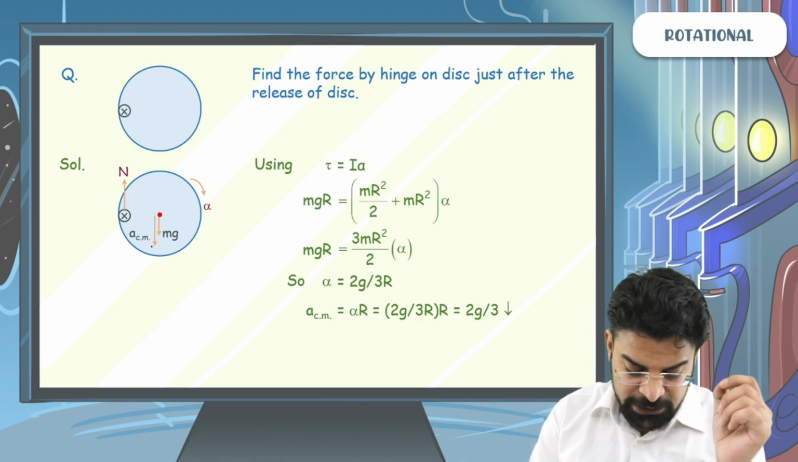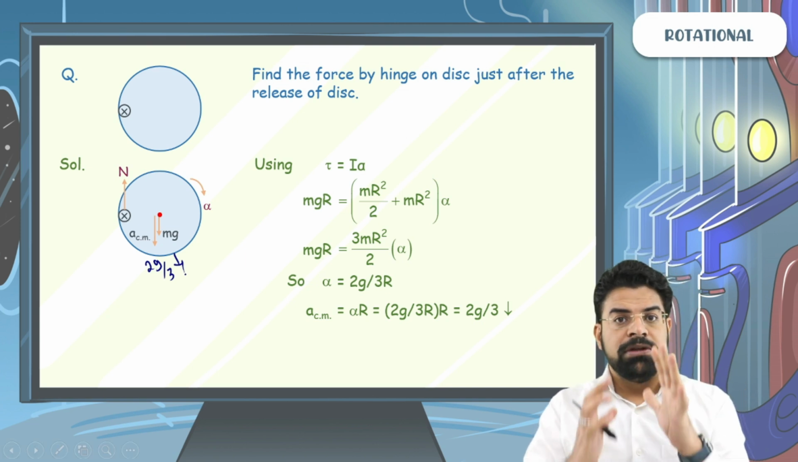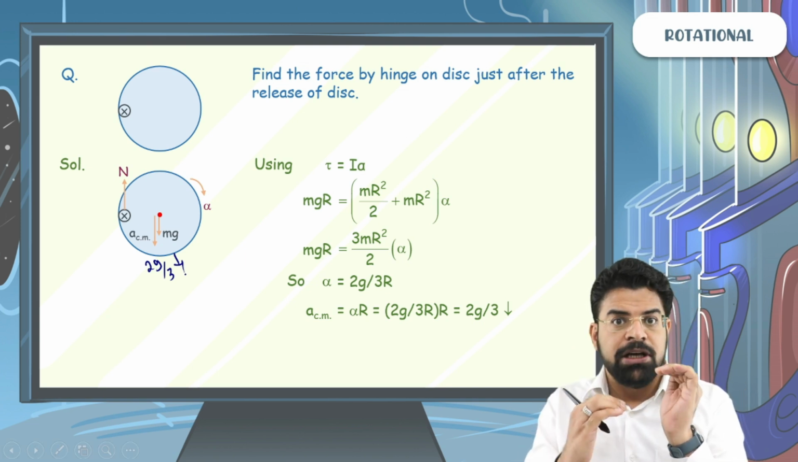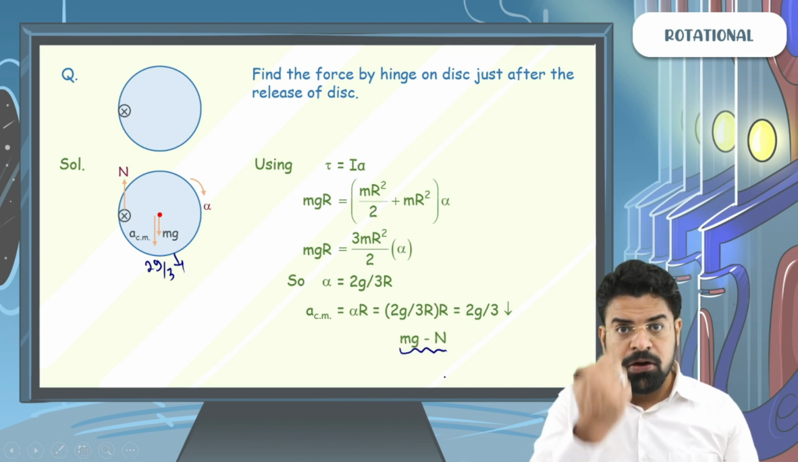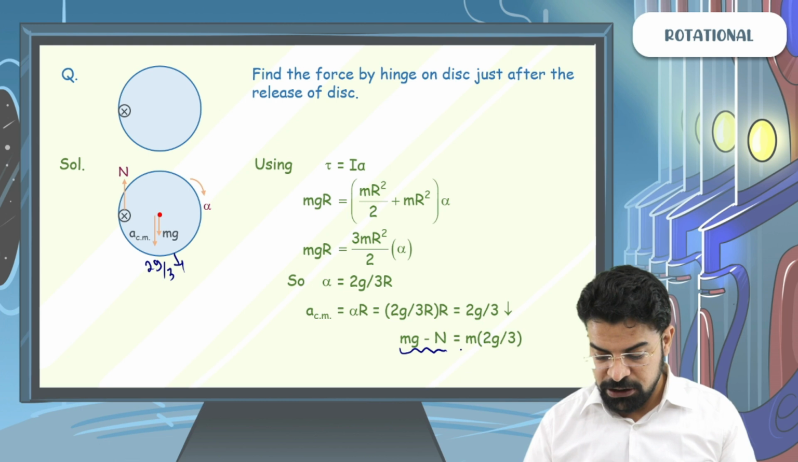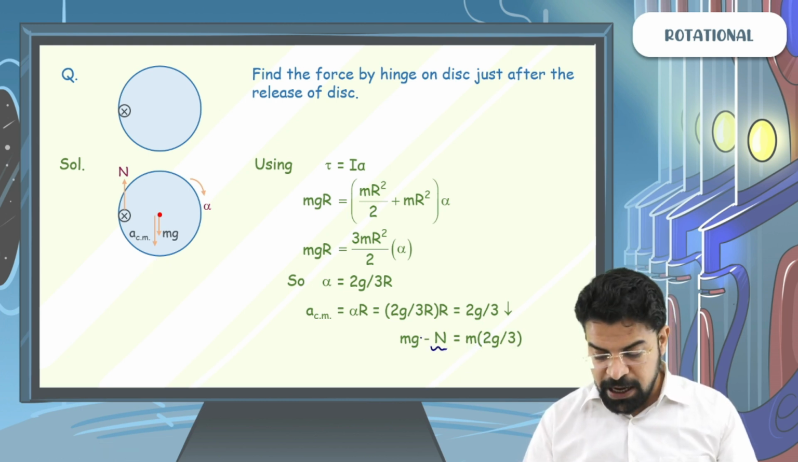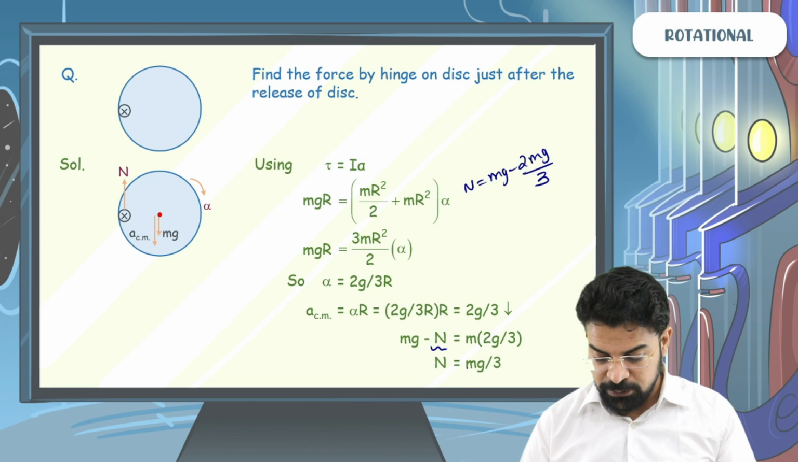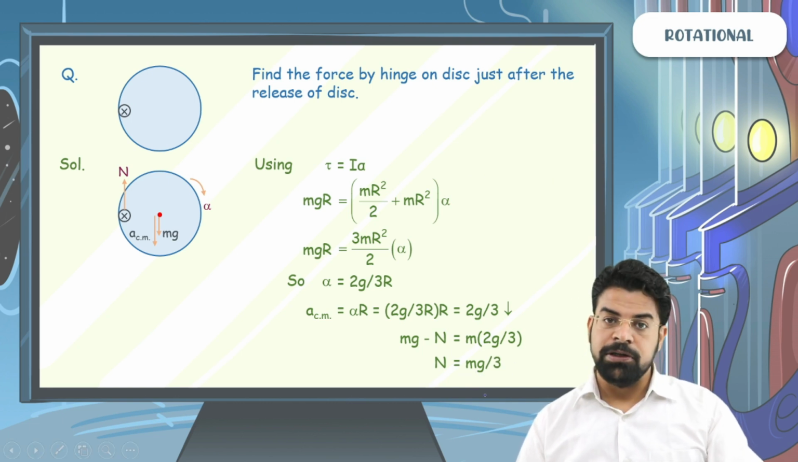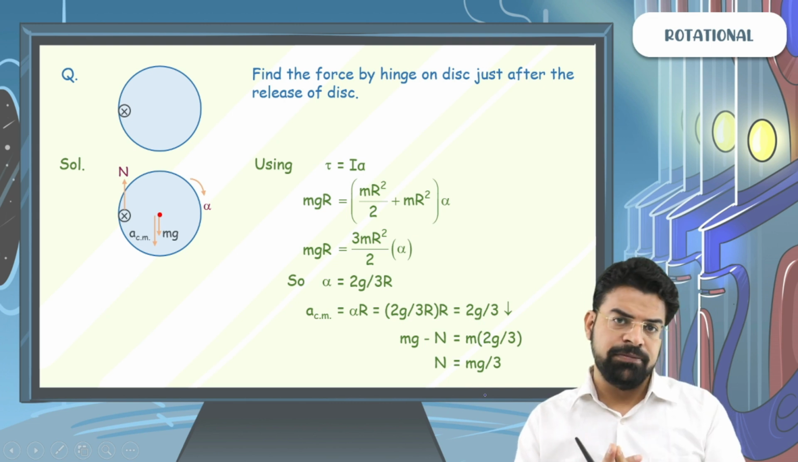Now once we know the acceleration of the center of mass is 2g/3 downwards, and we know that there is a downward force mg and an upward force N, you will say mg minus N, the net downward force, equals mass times acceleration, m into 2g/3. So on rearrangement N equals mg minus 2mg/3, and mg minus 2mg/3 comes out to be mg/3. So this is how you can find out the force by the hinge in each case.